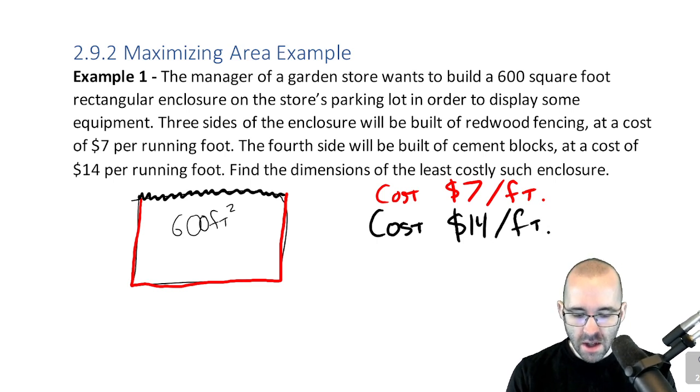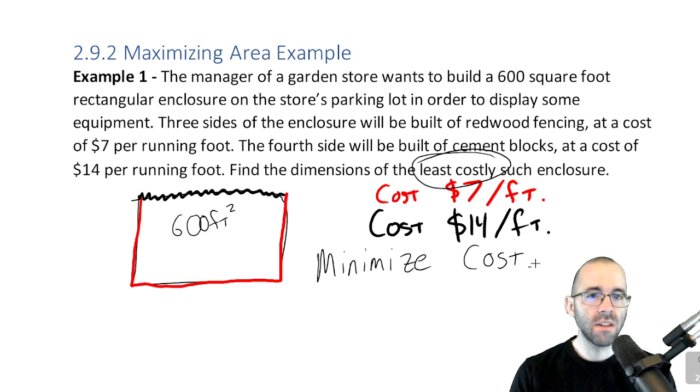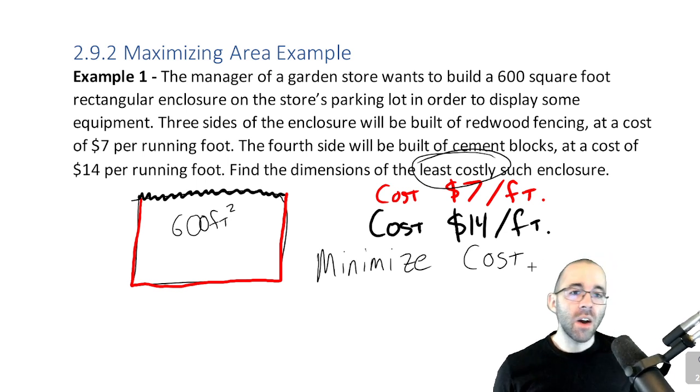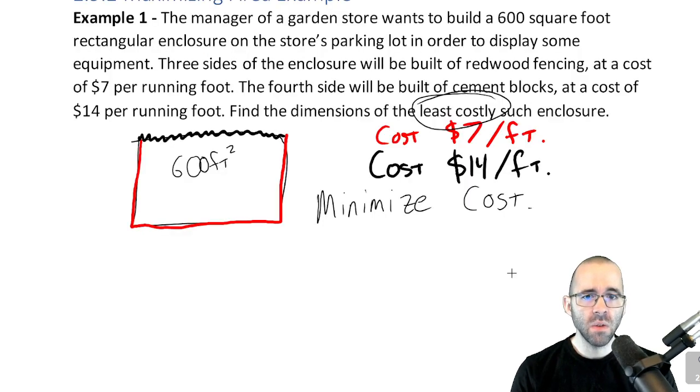Okay, good. Find the dimensions of the least costly. Okay, least costly. What are we trying to minimize or maximize? That tells us that we're trying to minimize the cost. Okay, now we've done a lot of the stuff. We have a picture. We wrote down the important information in math. There's a little bit more that we can do, but let's just stay here for now.